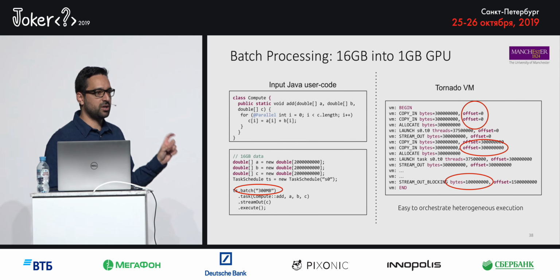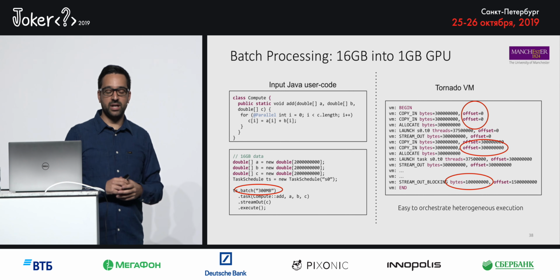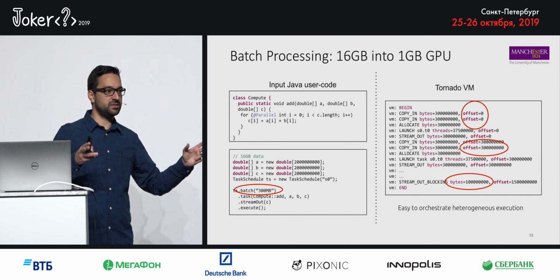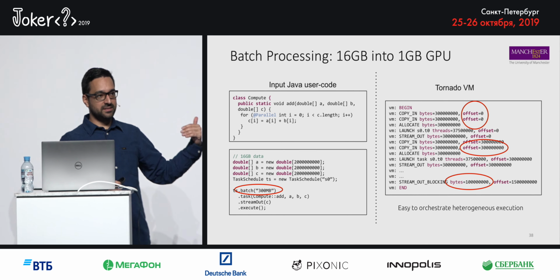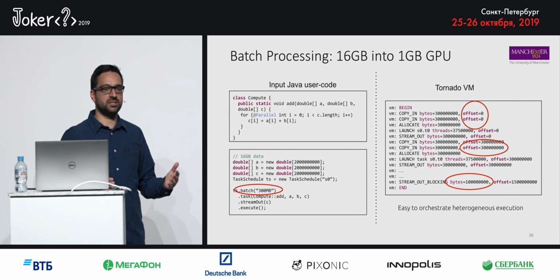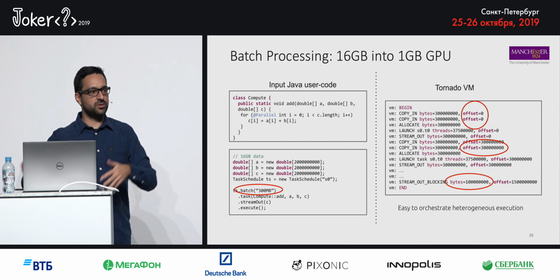We introduce a call called batch. And I say, batch in 300 megabytes. We have 3 variables, so total 900 megabytes. They fit into 1 gigabyte. And then underneath, Tornado automatically will unfold bytecodes and will execute in batches. Copy in, execution, copy out, first batch, copy in, execution, copy out, second batch.